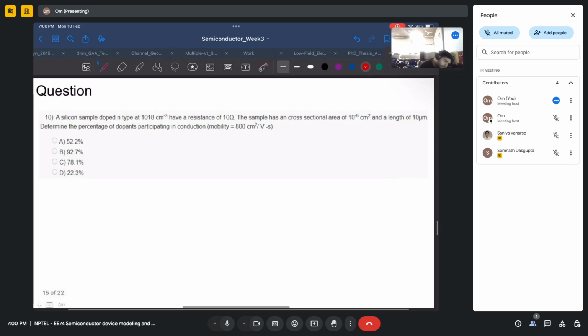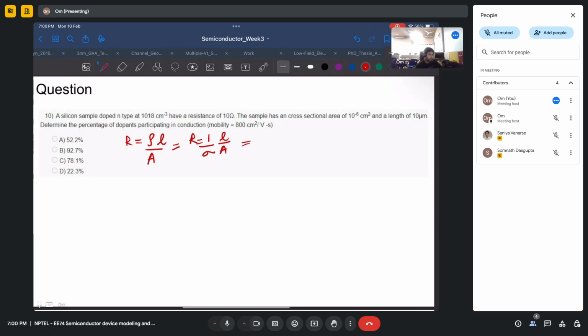Okay, so we know that resistance R equals rho L by A. If I write it in terms of conductivity, R equals 1 upon sigma L by A. So I can write that sigma equals L by R A. If I substitute the values, all these are given.